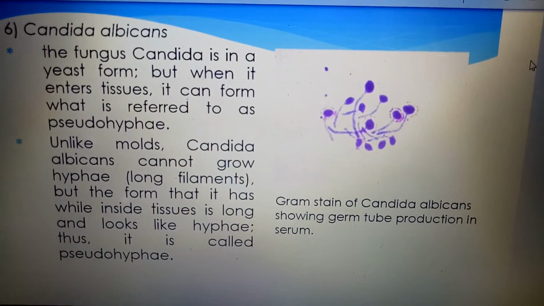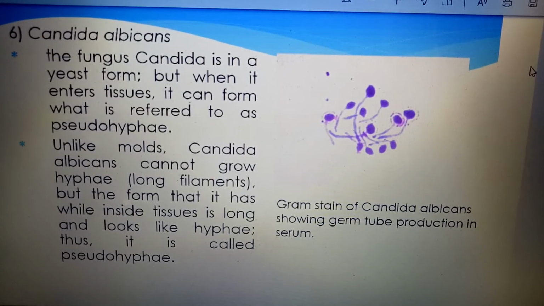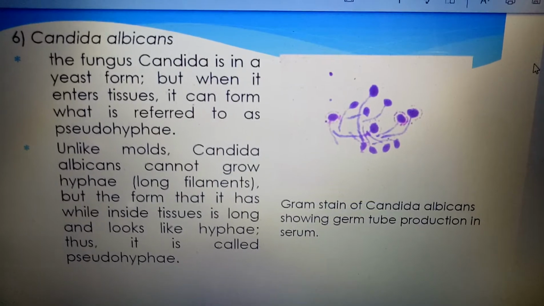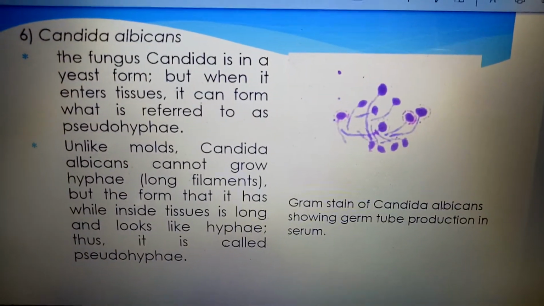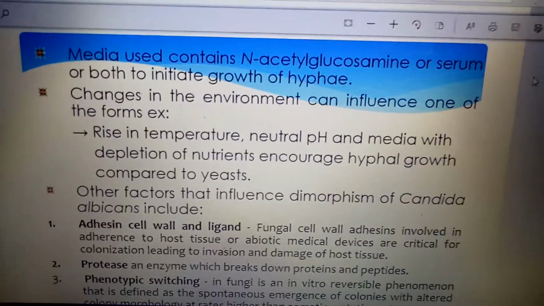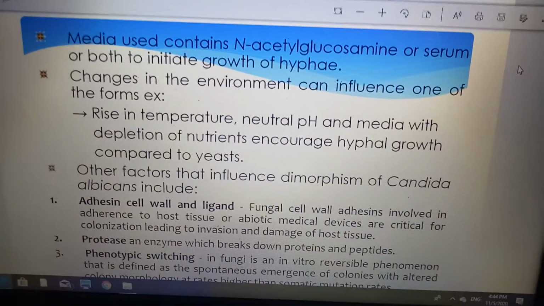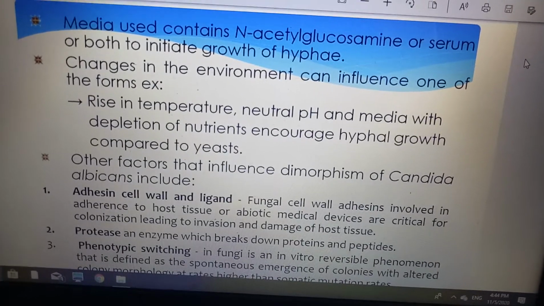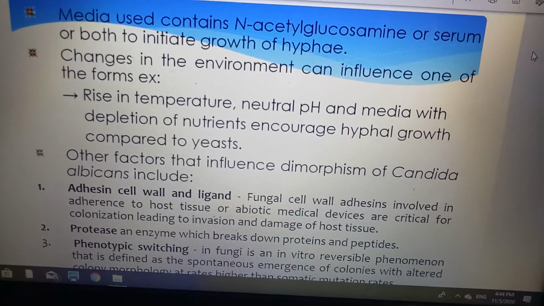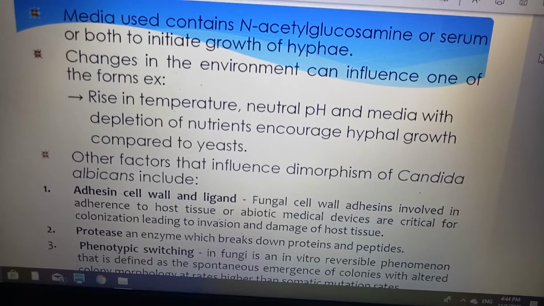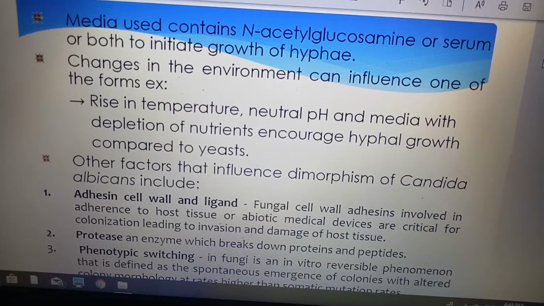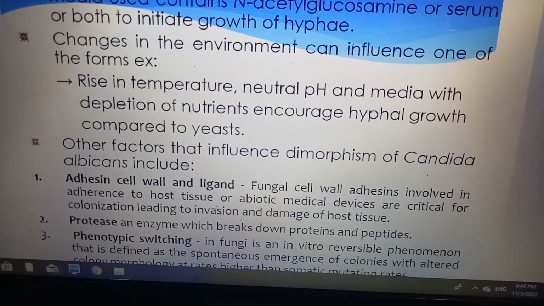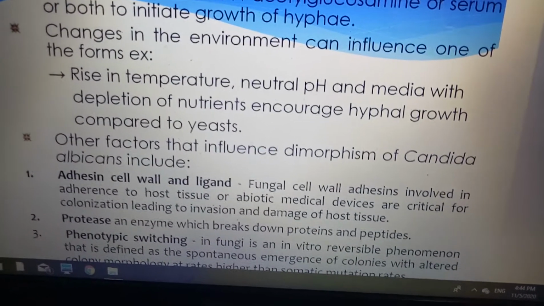As you can see from your right hand side, the pink and purple color, this is a Gram stain of Candida albicans showing germ tube production in serum. Media used contain N-acetylglucosamine or serum or both to initiate growth of hyphae. Changes in the environment can influence the form. Number 1, rise in temperature. Neutral pH and media with depletion of nutrients encourage hyphal growth compared to yeast.